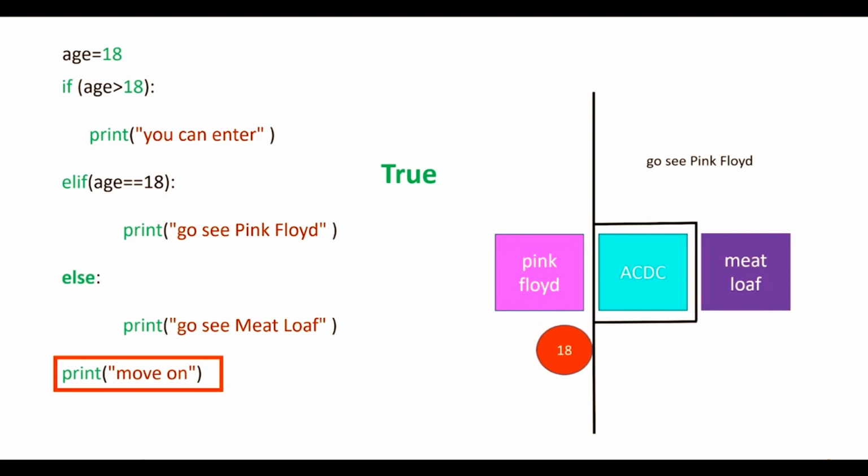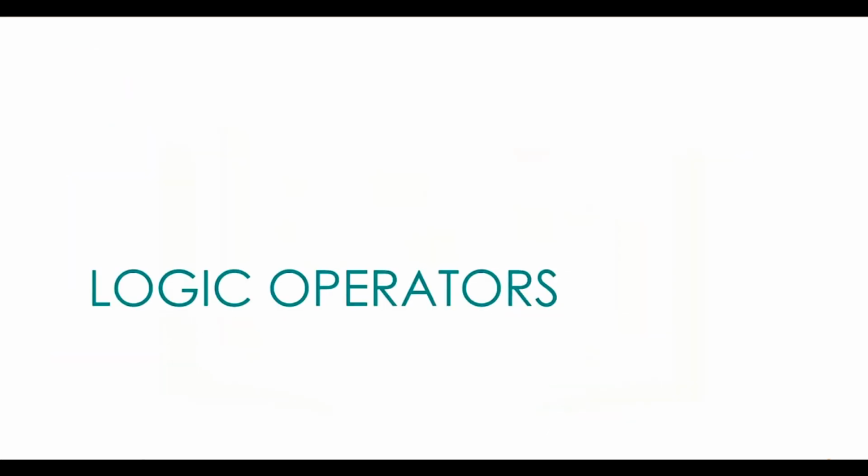If the variable age was 17, the statement go see Meatloaf would print. Similarly, if the age was greater than 18, the statement you can enter would print. Check the labs for more examples. Now let's take a look at logic operators.